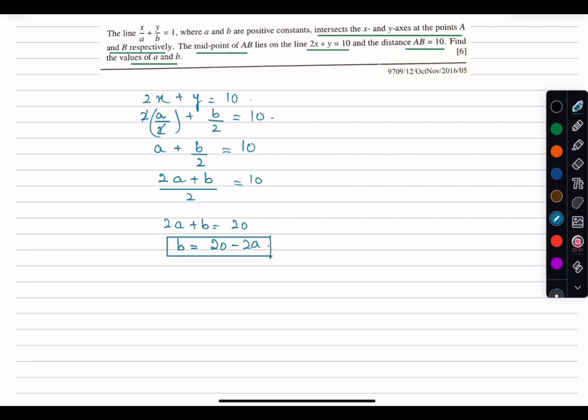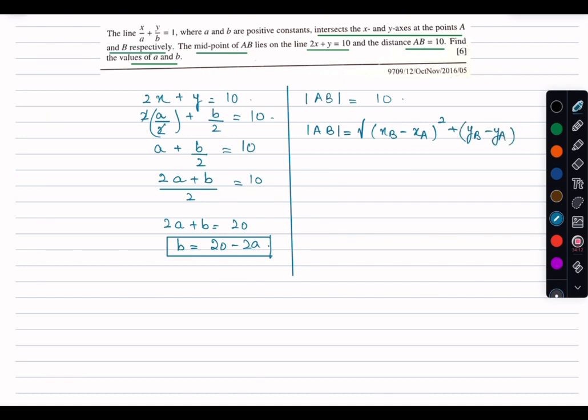So from here, at least I can get b in terms of a, which equals 20 minus 2a. This is with respect to the information which says that the midpoint of AB lies on the line 2x plus y equals 10. And then they are saying that the distance AB is equal to 10. So this is another information that is given in the question. They are saying that the magnitude of AB equals 10 here. For the magnitude, we know that AB should be represented as under root of (xb minus xa) the whole square plus (yb minus ya) the whole square.